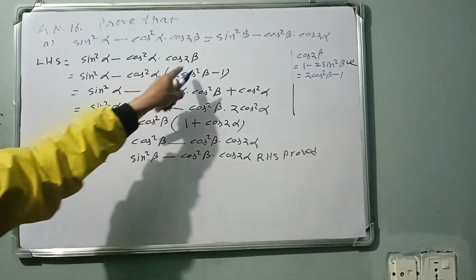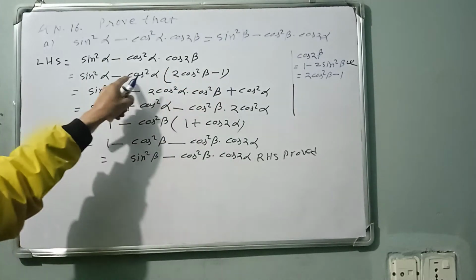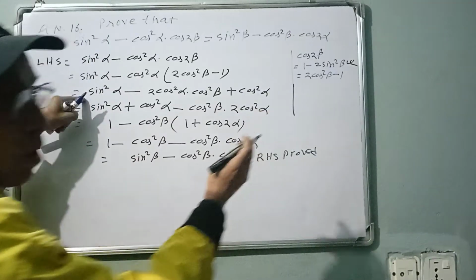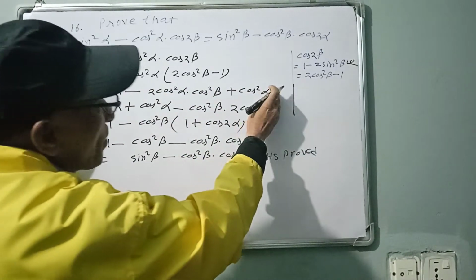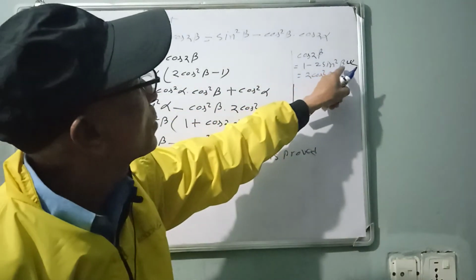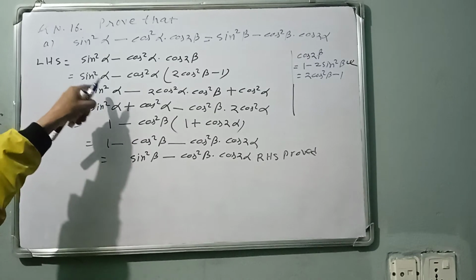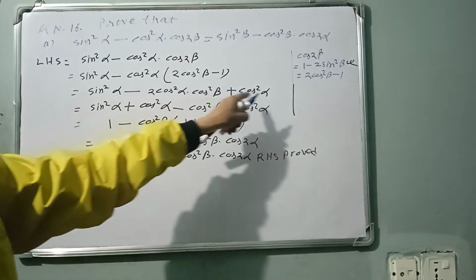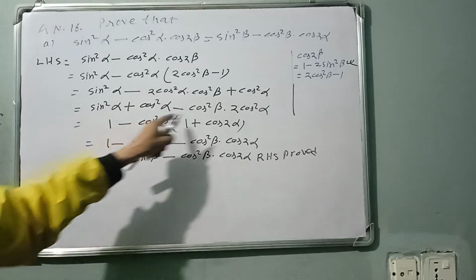If there is minus, you have to change cos 2 beta into 2 cos square beta minus 1, so that if you remove the bracket, it comes in the form of sin square alpha plus cos square alpha, which is 1. If you write 1 minus 2 sin square beta, now the students are confused.